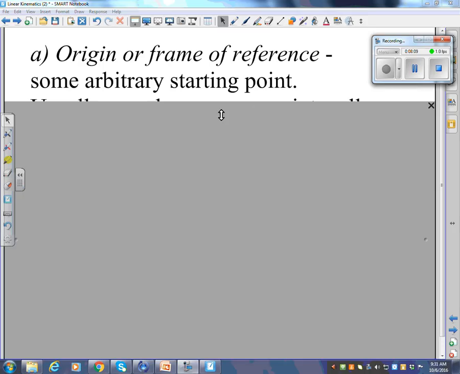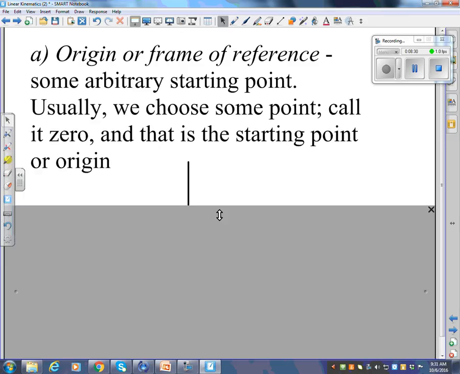What does the word arbitrary mean? It just means chosen for no reason. There's no reason for it. It's just boom, there's the start point. You guys use the word random to mean arbitrary. That's teenage vernacular. Usually we choose some point, call it 0, and that is the starting point, and we move on. We don't worry about why that is the starting point. So we choose some point, call it 0, and that's the starting point or the origin.